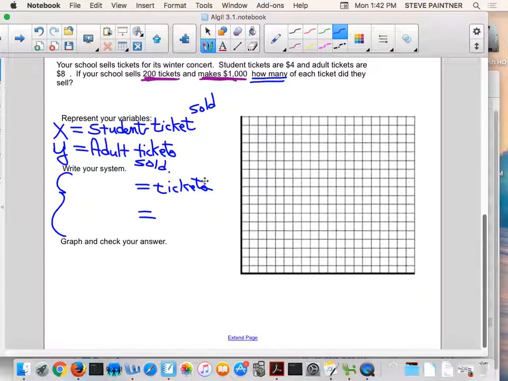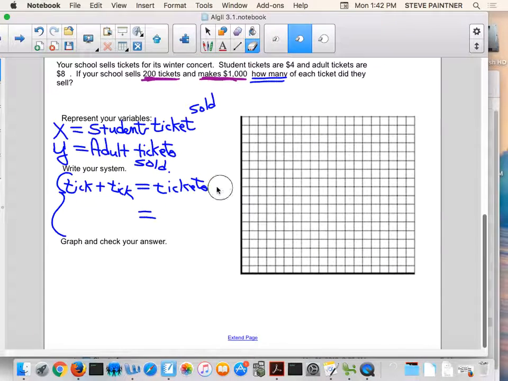If that's total tickets, it has to be tickets plus more tickets. So tickets plus tickets equals total tickets. Now, how many student tickets did I sell? It's right here: x student tickets were sold. That's a number. Plus y adult tickets were sold. Those are just numbers. Equals a total of 200 tickets. So your equation would be what?